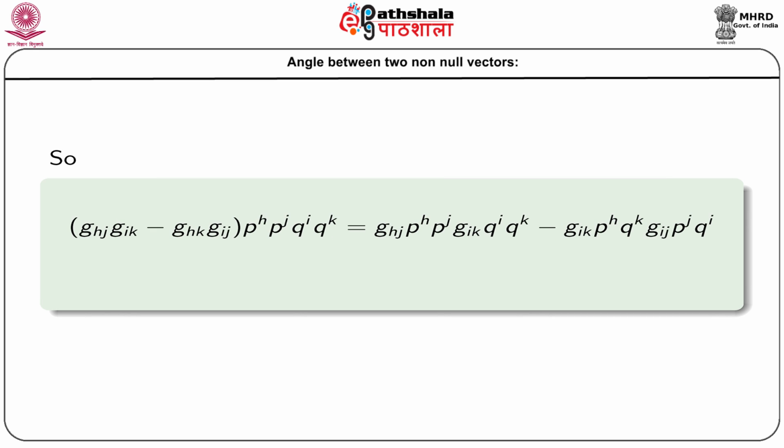Now, if we break the brackets, we get the above expression in the following way, and if we use the relations obtained in the earlier slide, we get the value 1. So, this is an example where the components P^i and Q^j are unit orthogonal vectors.